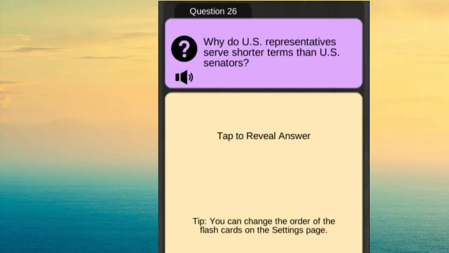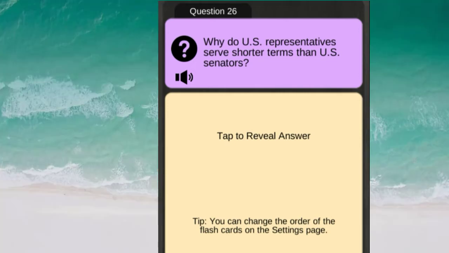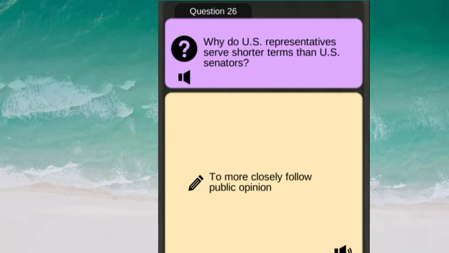Why do U.S. representatives serve shorter terms than U.S. senators? To more closely follow public opinion.